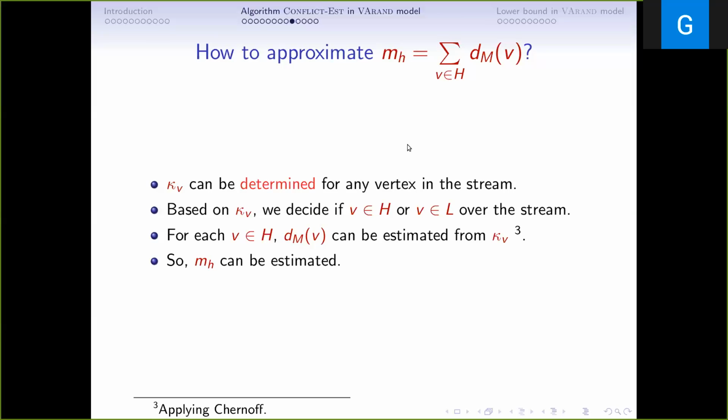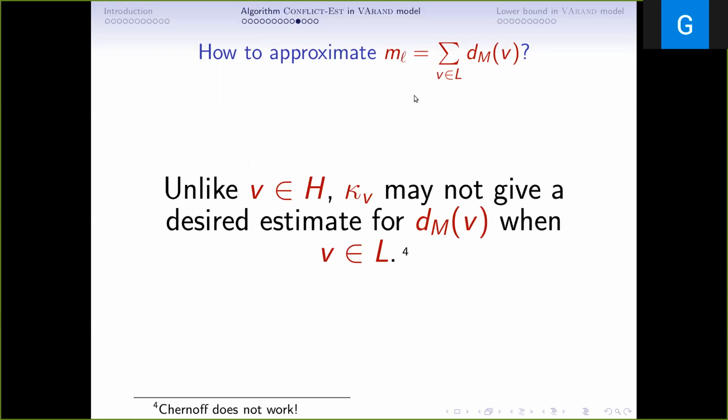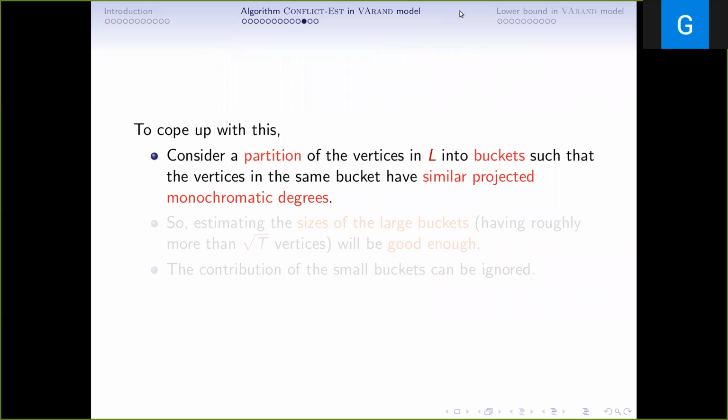So now we are left with the discussion of how to estimate ML, that denotes the sum of monochromatic degrees of the low vertices. First recall that kappa B was enough to estimate the degree of B when B belongs to H. But that technique won't work when B is a low vertex, because we can apply Chernoff bound, but Chernoff bound won't give the desired result. To cope with that, we consider the partition of low vertices L into buckets such that in a particular bucket the vertices will have similar projected monochromatic degrees.